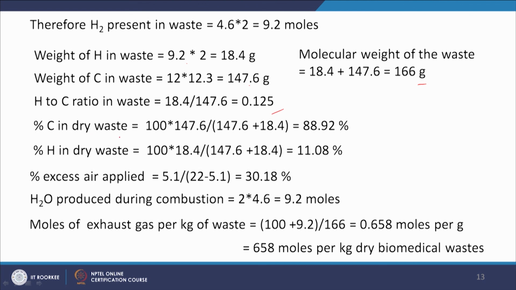Percentage carbon in dry waste is 147.6 divided by 147.6 plus 18.4, into 100. So, this equals 88.92%, and percentage hydrogen in dry waste is 100 into 18.4 divided by 147.6 plus 18.4, that is equal to 11.08%. Excess air applied is equal to how much? We have 5.1 moles excess, and the total moles required for stoichiometric combustion is 22 minus 5.1. So, that excess air is 30.18%.